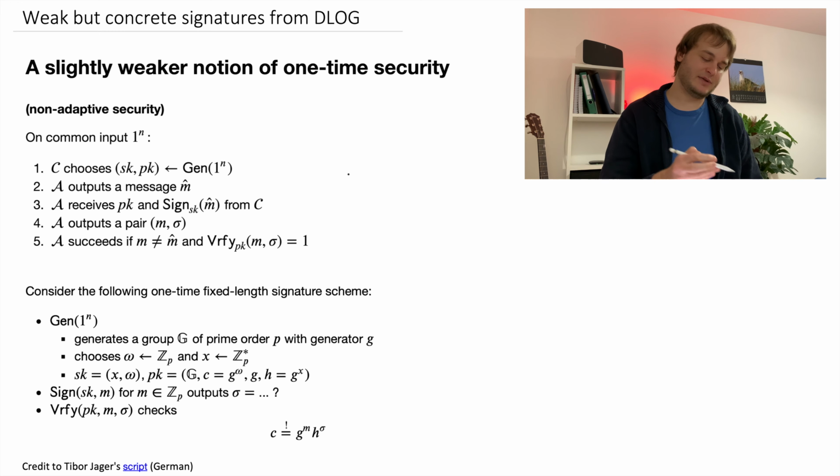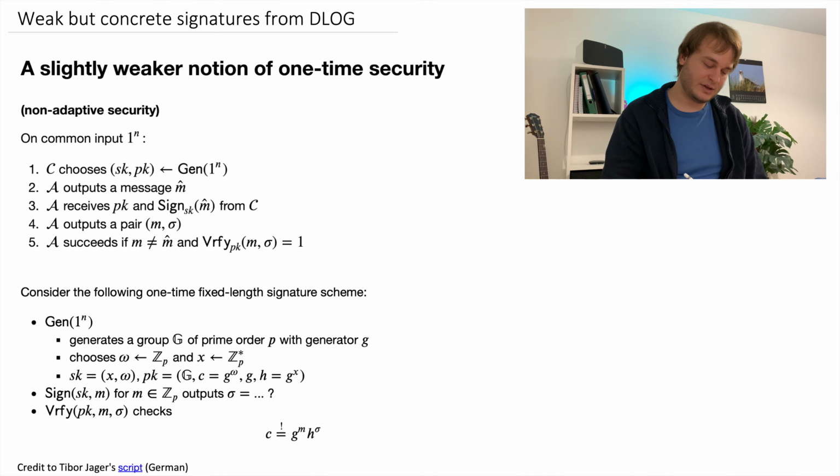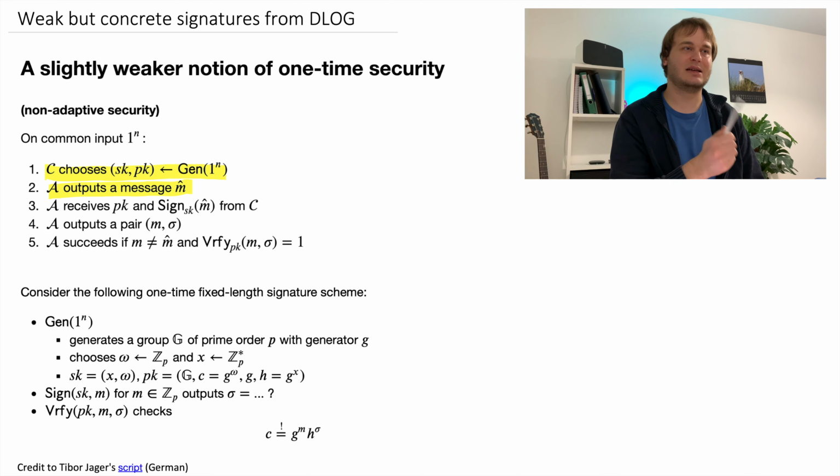For this, we first have to define something new, which I call non-adaptive security. So let's go through this. As usual, the challenger chooses a public key, secret key pair. Then A will output a message m hat, which is the one message where it gets a signature for. The important difference to the standard one-time security game is that here the adversary only gets the public key after it has already decided what message it wants to query. So this is why this is a weaker version of the normal one-time security game.